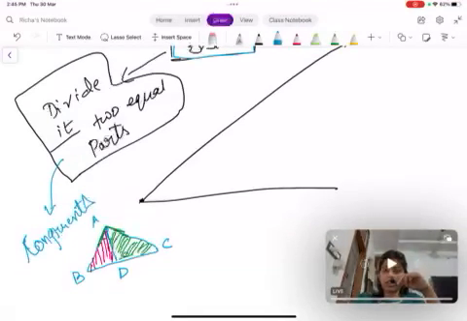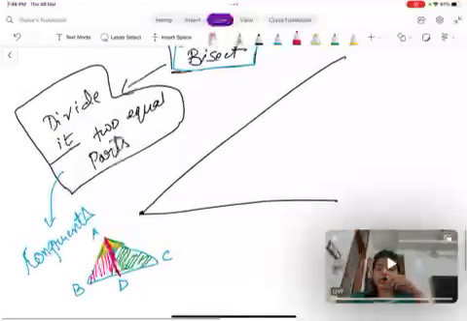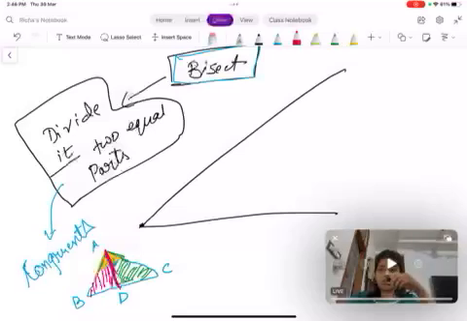Because if the triangles are congruent, the angles will be equal. So these two angles will be equal. Or I can say that the angle A is bisected by the line AD. So same concept I'm going to apply here. So how to draw two congruent triangles? So this is my problem. I am given this angle.